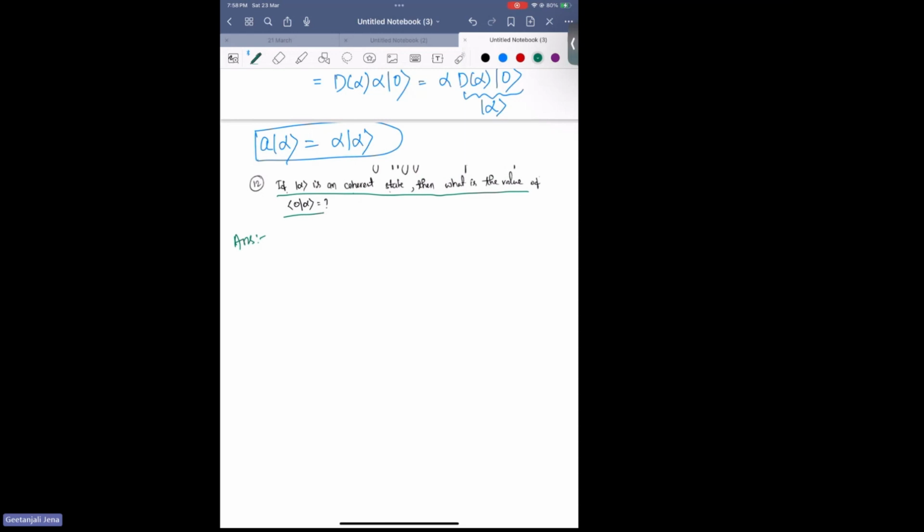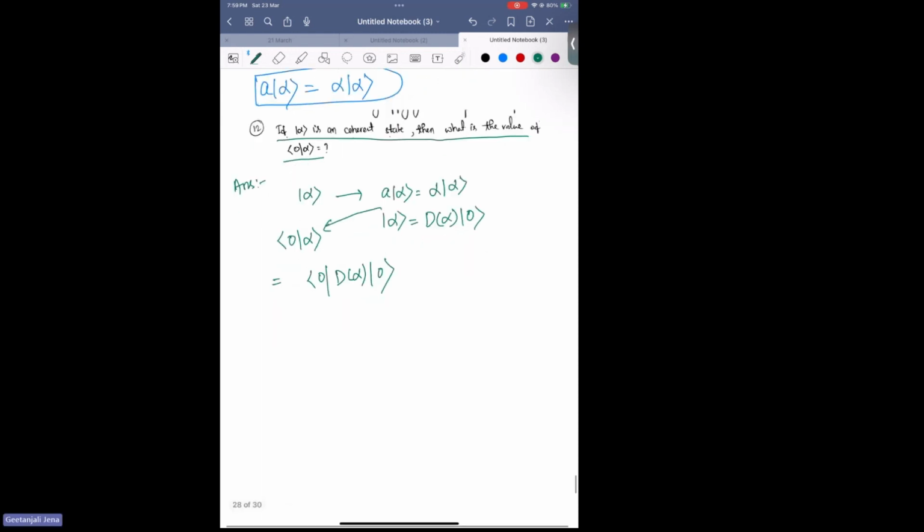So what you have to do is, alpha is given and it's a covariant state. So that means A times alpha equals alpha times alpha. So if you want to find out D alpha, in the previous question we have seen that we can get the covariant state by acting the displacement operator on the vacuum state. So let us use this fact here. So this will be D of alpha times 0.